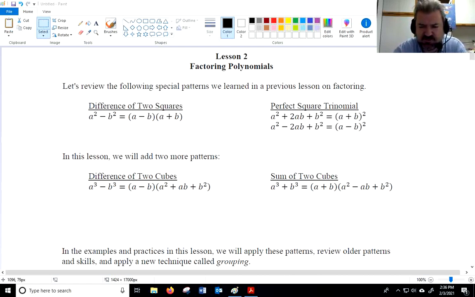In this lesson, we're not going to look at simplifying. We're going to look at the opposite direction. We're going to look at factoring. So first, let's review a couple of the special patterns we've learned in previous lessons.